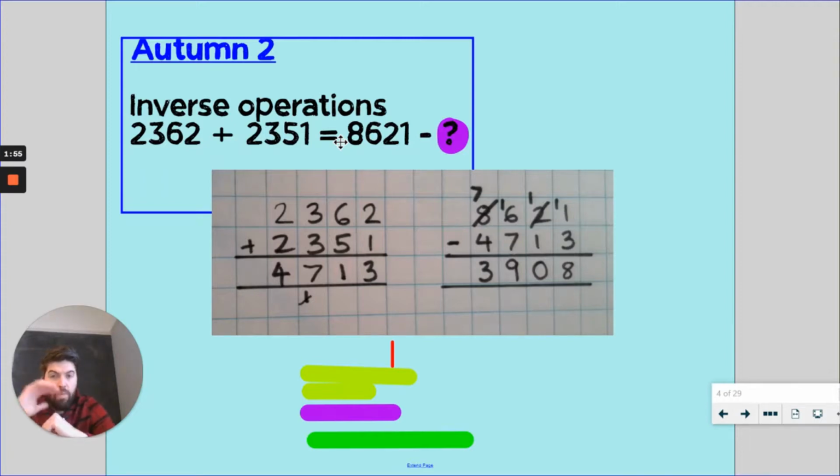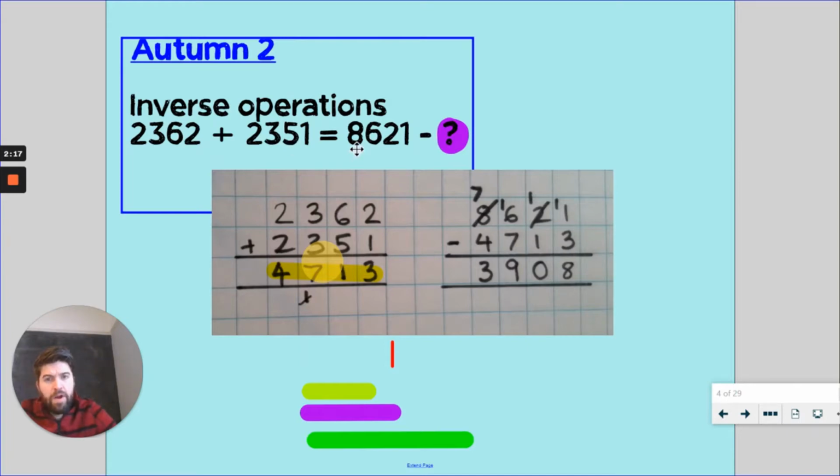On one side I've got a calculation that I can complete, and then on the other side I've got a calculation that I can't. So the first step for me to do is going to be to add these two parts together so that I get just one number on this side of the equal sign. I've done that here, I've used column addition, and I now know that on this side of the equal sign I've got the value 4,713.